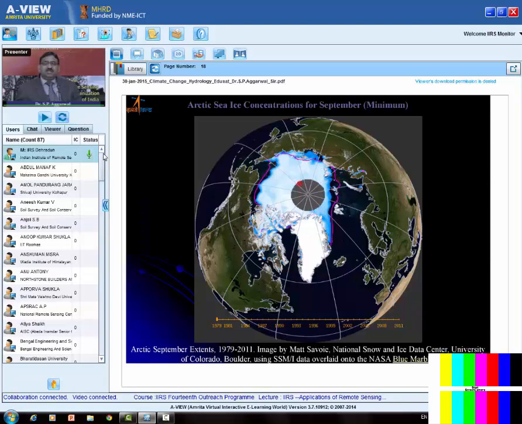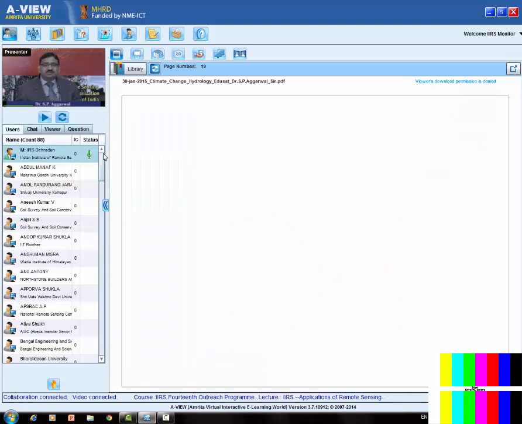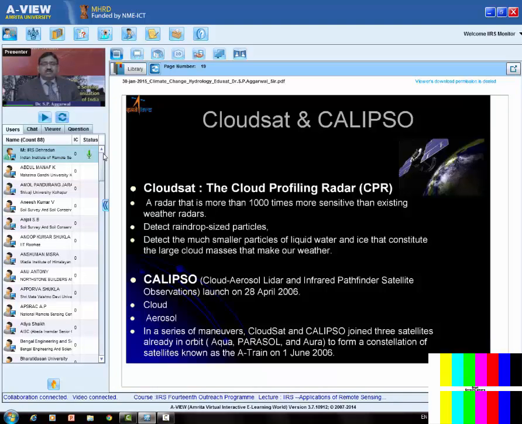You can see here, initially the snow cover was crossing the purple line, but now it is not crossing. So we can say snow cover is reducing in this area, the Arctic area.